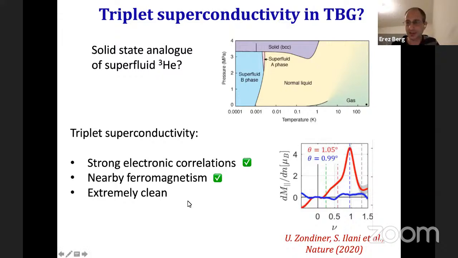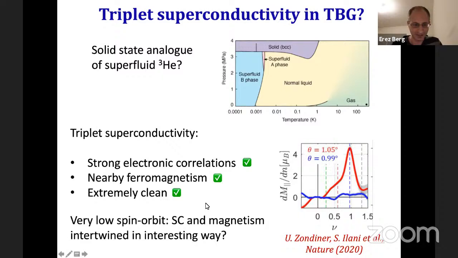Now, these systems in some sense are actually quite clean, and there's a subtlety there. There is disorder, but it's mostly angle disorder and long wavelength disorder. So I'd like to argue that in some sense these systems are clean, so it looks like the ideal candidate. And so that's a very general argument.